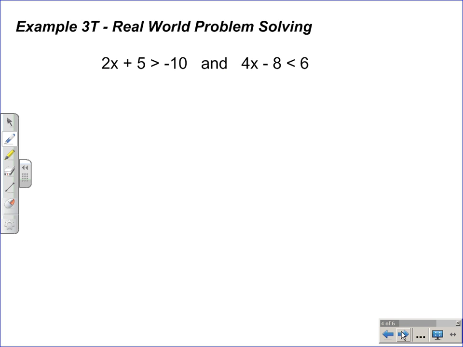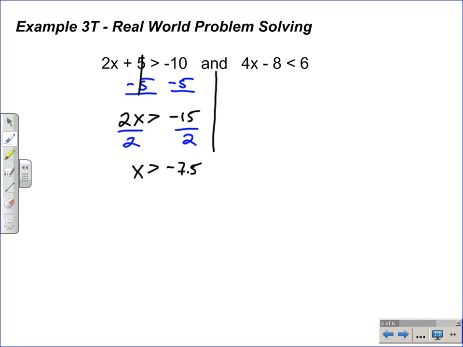Example 3t, we have 2x plus 5 is greater than negative 10, and 4x minus 8 is less than 6. In this case, we have a compound inequality and we see the word and. Therefore, all we have to do is solve two separate simple inequalities. So on the left-hand side, we have to solve 2x plus 5 is greater than negative 10. We do that by subtracting 5 from each side. That'll leave 2x is greater than negative 15. Next, I'll divide each side of that inequality by 2. That leaves me with x is greater than negative 7.5.